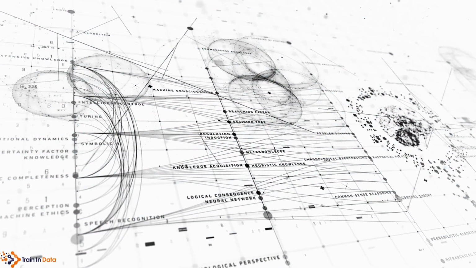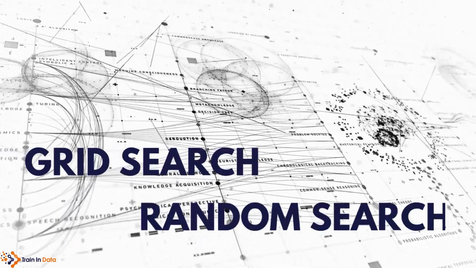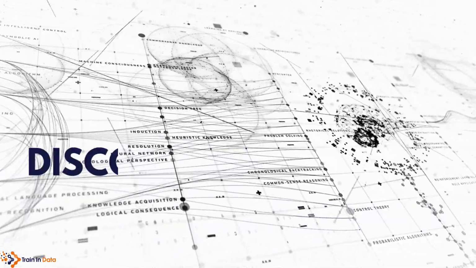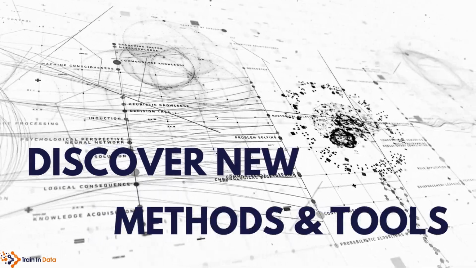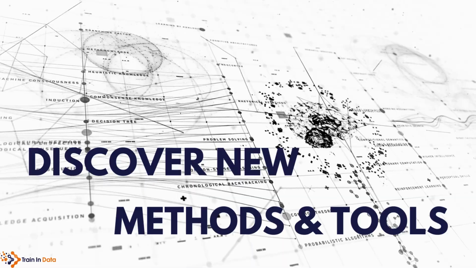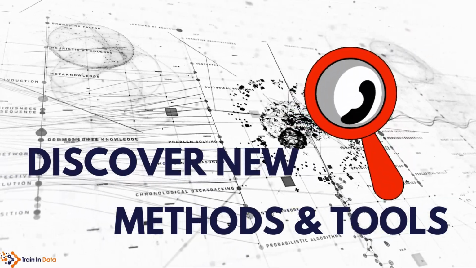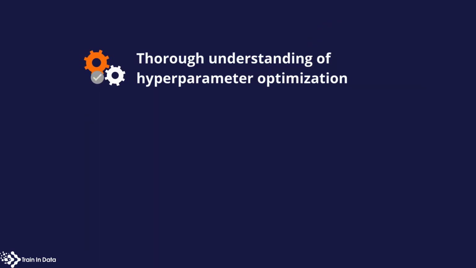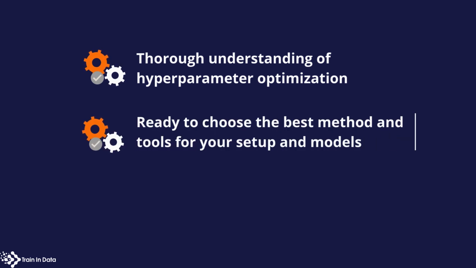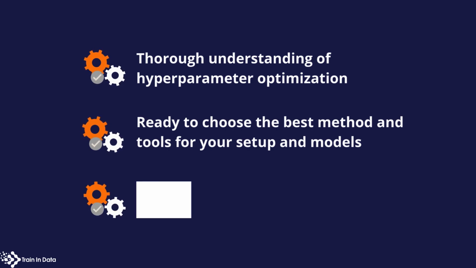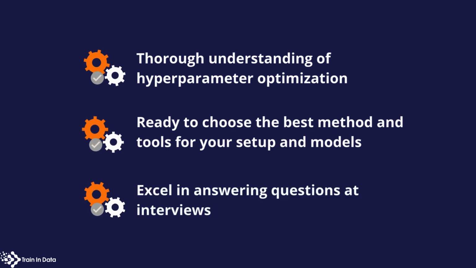If you're familiar with grid search and random search, in this course, you'll discover new methods and tools that you can use to speed up the search for hyperparameters. By the end of this course, you'll have a thorough understanding of hyperparameter optimization, and you will be in a good place to decide which is the best method and the best tool for your setup and your models. And you will be able to answer as well many questions when interviewing for data scientist positions.